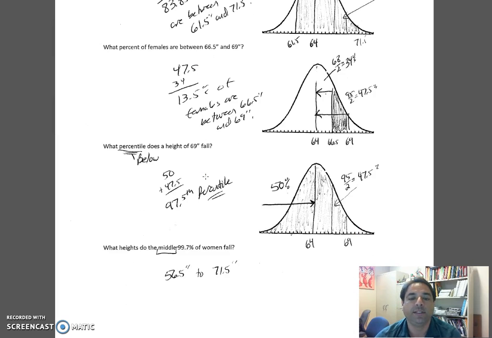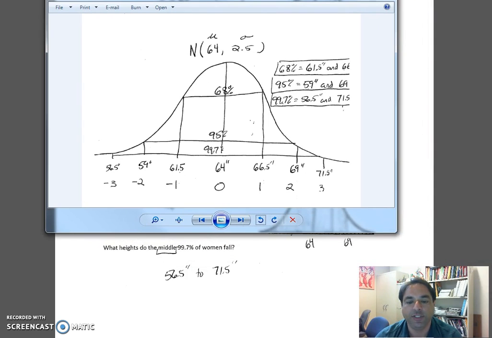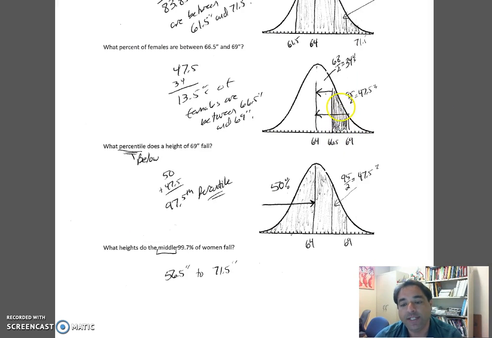And the next one, 66.5 and 69.5. This one's interesting because if you look at the graph, 66.5 is 1 standard deviation to the right. 69.5 is 2 standard deviations to the right, and we're looking for between them. So in here, we're looking for this small piece here. But again, same method. Edge of the shaded to the center.